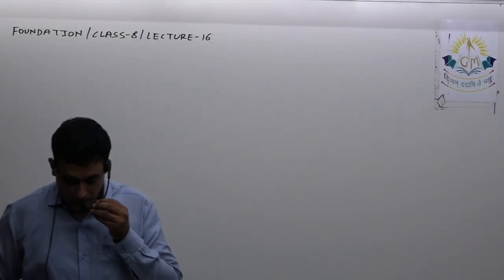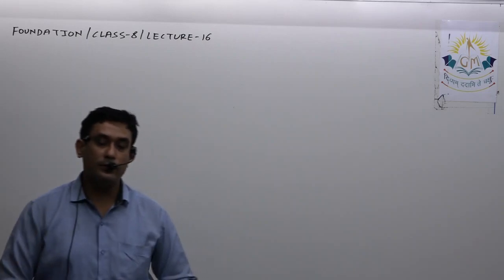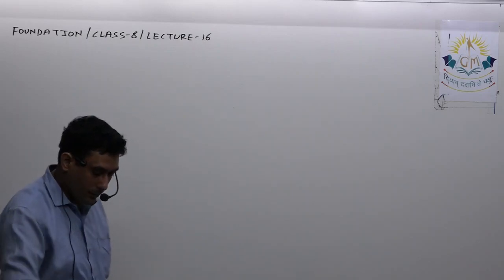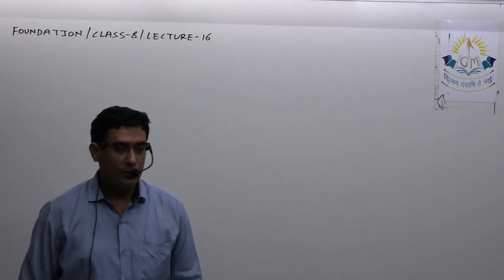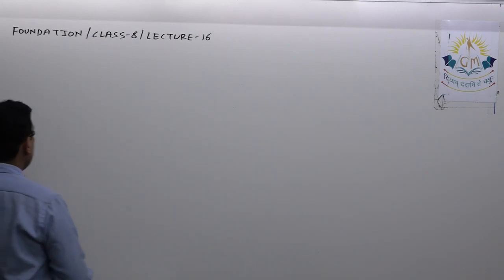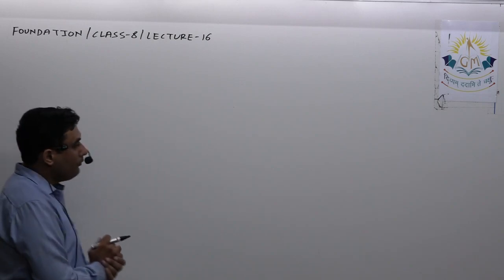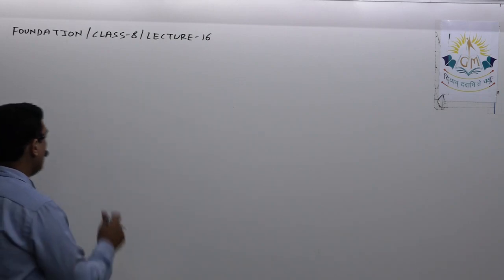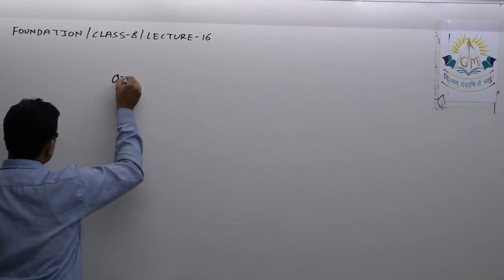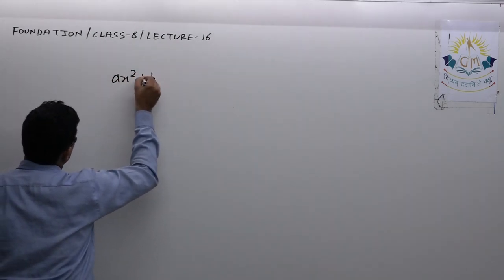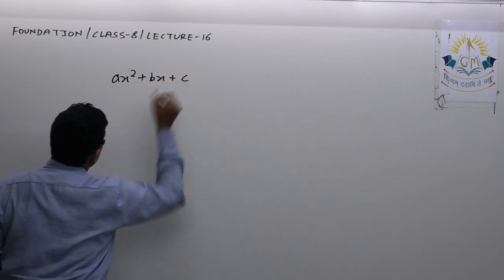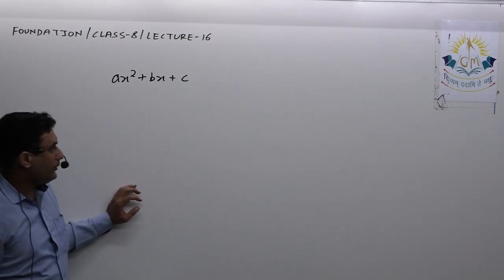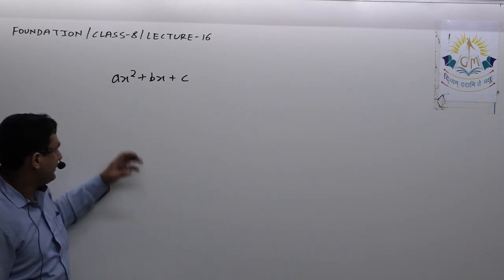Hello friends, in last lecture we started factorization by splitting the middle term. Before I proceed, let me give you that concept once again: how we have to split the middle term and how we have to find the factors. The first thing is that the given expression will be in the form ax square plus bx plus c. That means it will be a quadratic polynomial or quadratic expression.